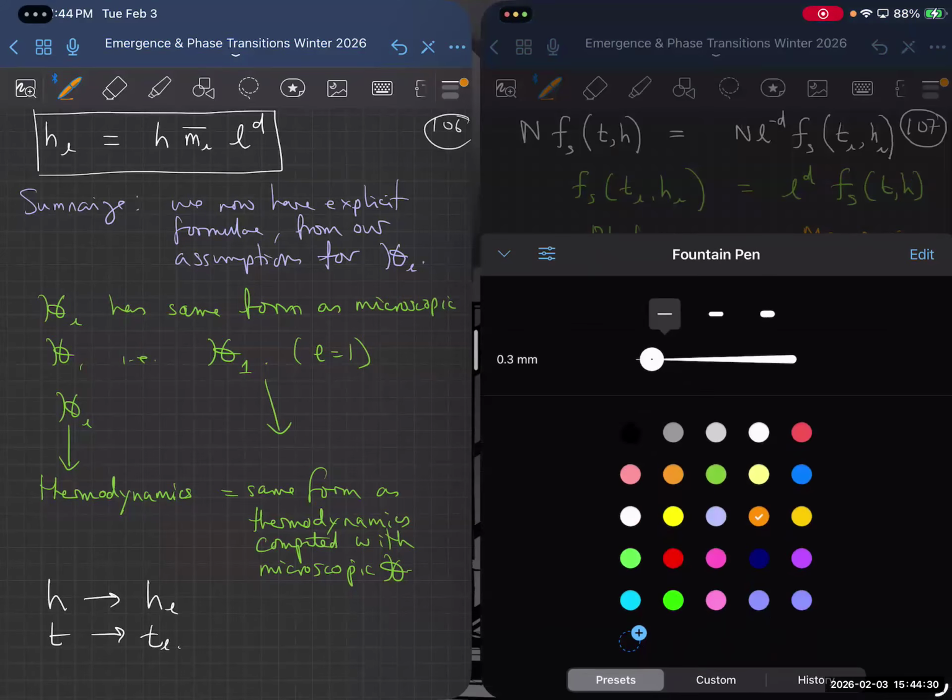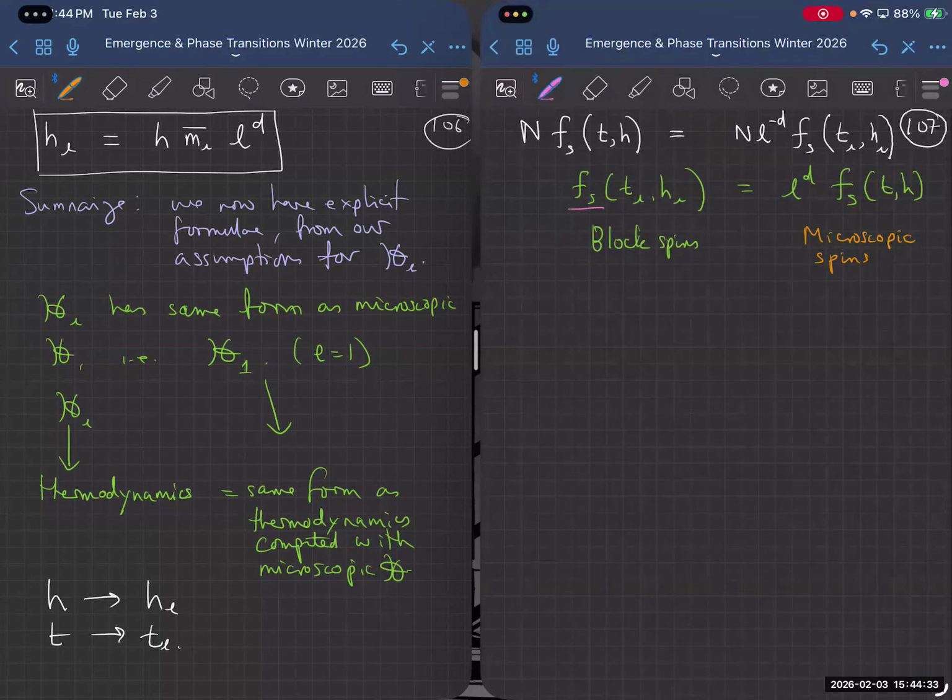And the most important part about this equation is that this Fs and this Fs are the exact same mathematical function, whatever it is. They have to be the same mathematical function because by assumption, we forced the statistical mechanics of the block spins to have the same Hamiltonian as the statistical mechanics of the original spins. So when I compute the thermodynamics, I'm going to get the same functional form. It's just that the parameters are going to be different.